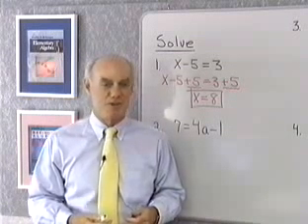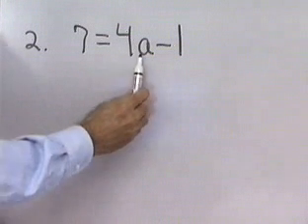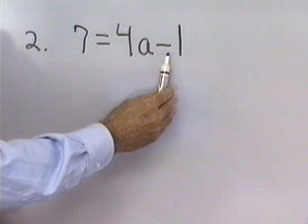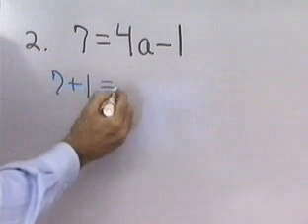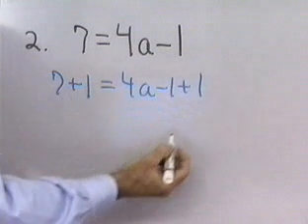Let's look at problem number 2. I have 7 equals 4a minus 1. I want to solve this for a. So I want a to be isolated on one side of the equation. I'll start by getting rid of this negative 1 right here. So 7 plus 1 on the left side, 4a minus 1 plus 1 on the right side.